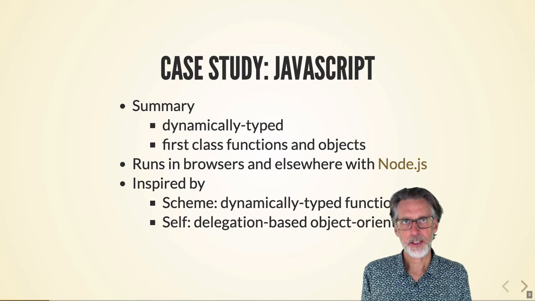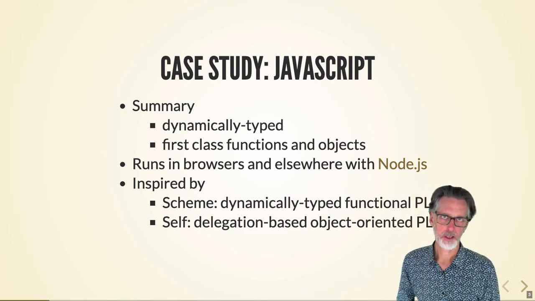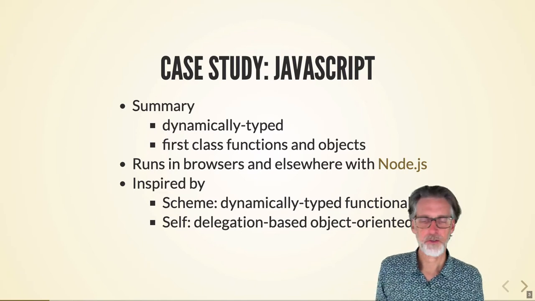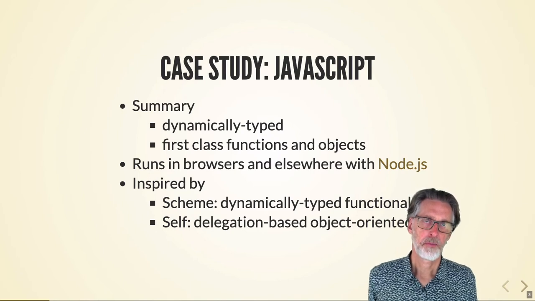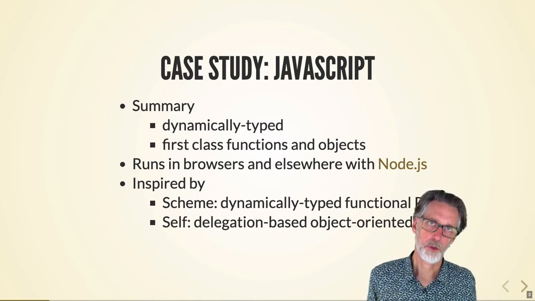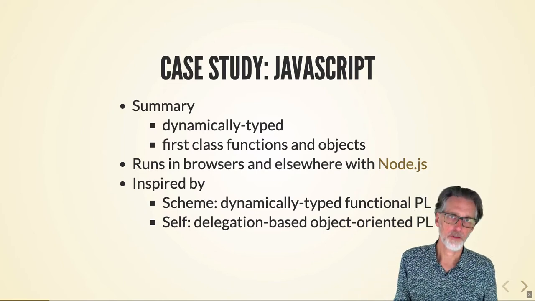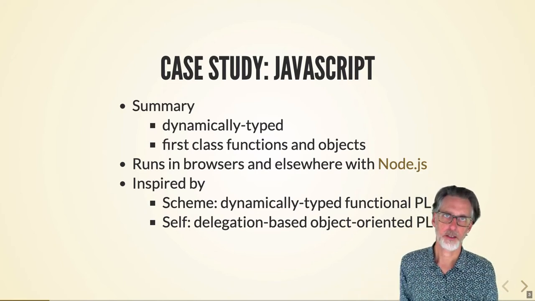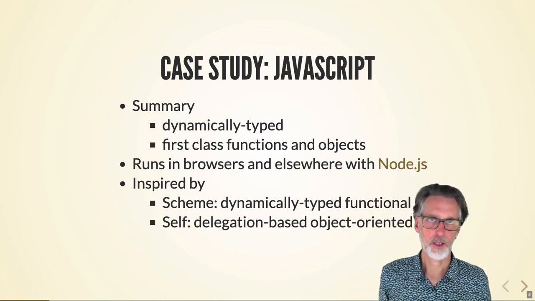It's inspired by functional languages and object-oriented languages. The functional model is very similar to what we have in Scheme. It's a traditional dynamically typed functional language. The object language is unusual. We'll look at that in a separate lecture. It's based on the idea of a delegation-based inheritance, which is different from what you're familiar with in a class-based language.